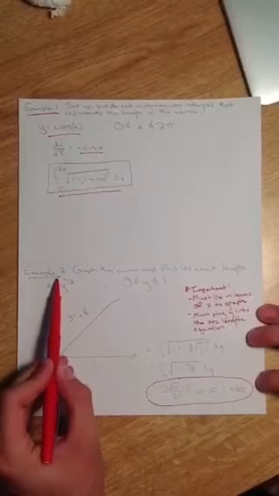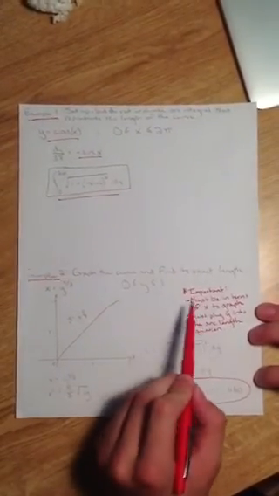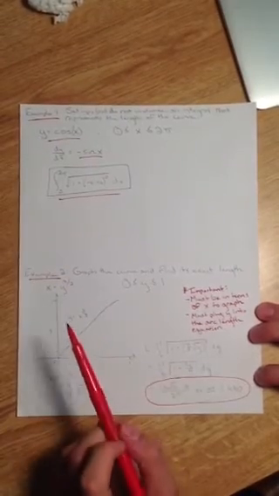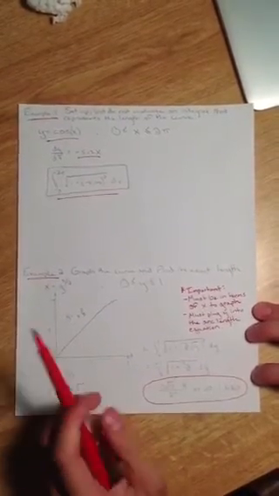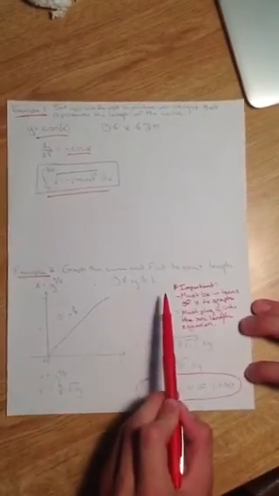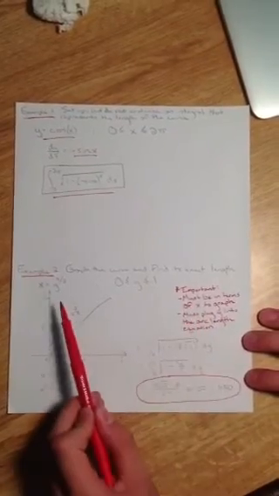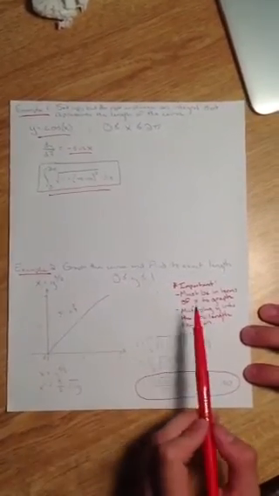Let's attempt a more complex example. Example 2. Graph the curve and find its exact length. The curve we're given is x equals y to the 3 halves, with the limits 0 is less than or equal to y, which is less than or equal to 1. Now it's important to note that it must be in terms of x to graph. You cannot graph y to the 3 halves.